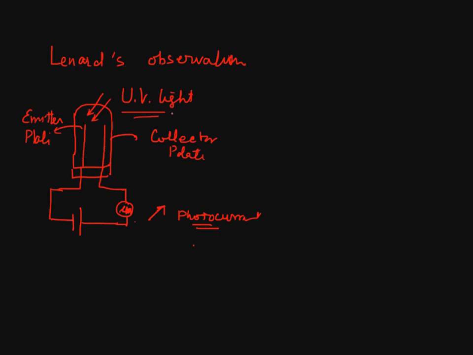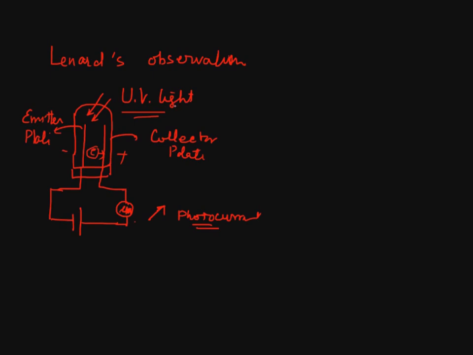The explanation was that when the light was made to incident upon the emitter plate, the electrons might have been hit out of this emitter plate and they were collected by this collector plate as it is held at positive potential. This is negative. So those electrons would have been collected by this collector plate and that would have constituted a circuit is complete and therefore a current was flowing through the emitter.